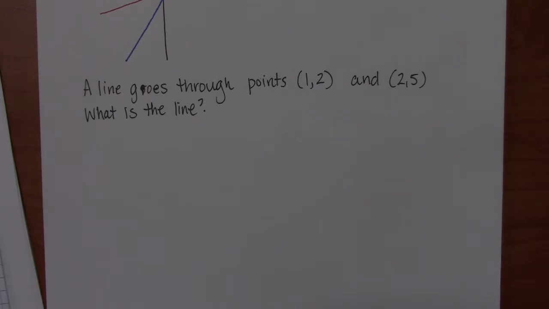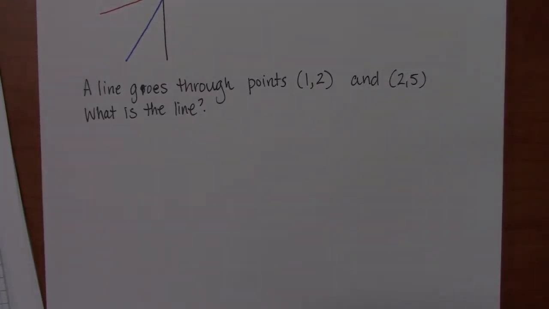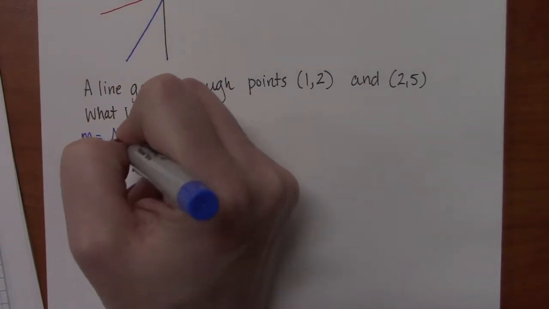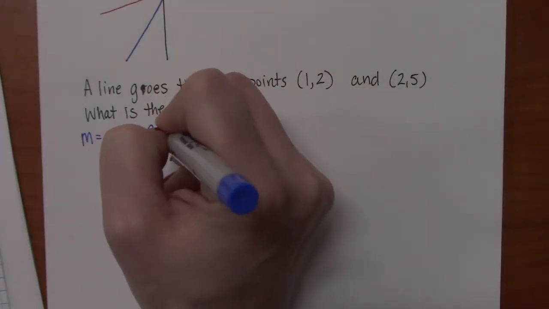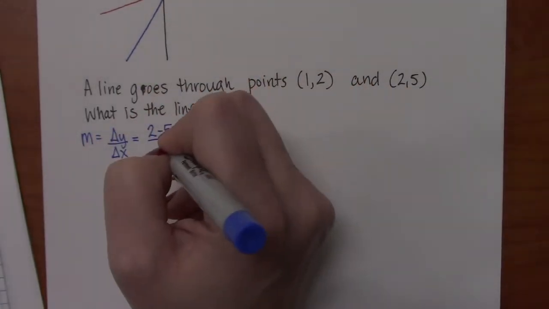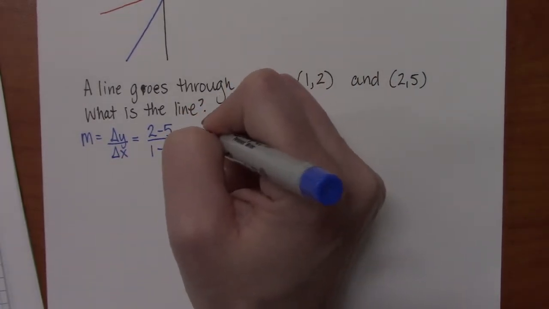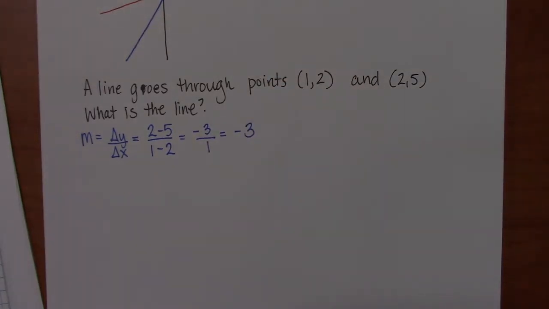So if you want to do this line, the first thing we have to realize is we were given 2 points, so we have to calculate the slope first before we can proceed. The slope is going to be the change in y over the change in x. So we'll say 2 minus 5 over 1 minus 2. That gives us -3 in the numerator and +1 in the denominator, so that just simplifies to -3. It's easy and nice when the slopes are whole numbers.